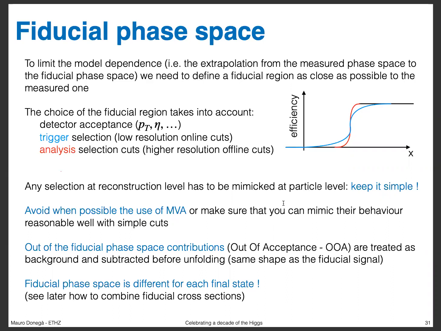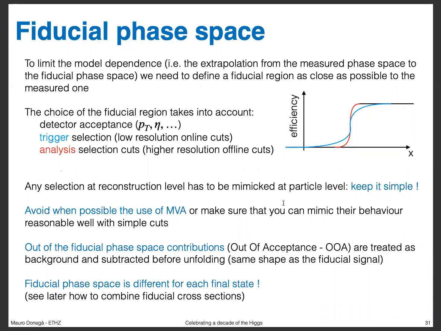So one point is to try to keep it as simple as possible. Try to avoid MVAs. If you cannot avoid MVAs to do the signal extraction, so you can't keep it simple, try at least to make sure that the phase space that you extract behaves somehow in some easy to model way. Think about replacing it with cut and paste. So have something that can be made by cut and paste.